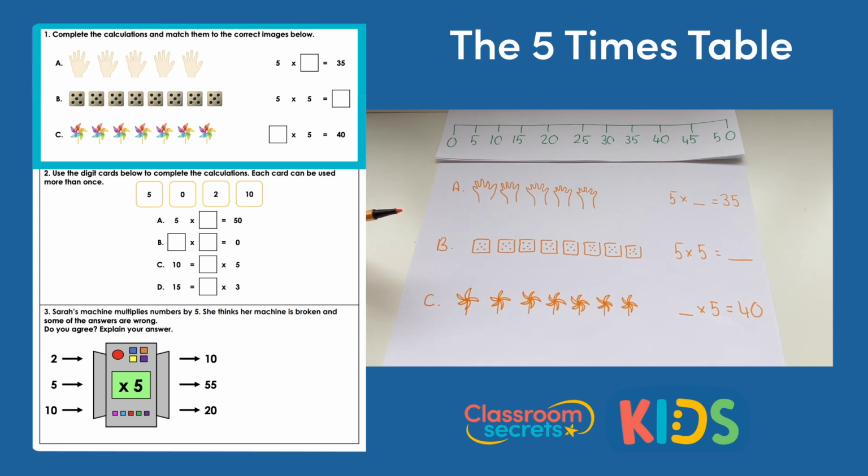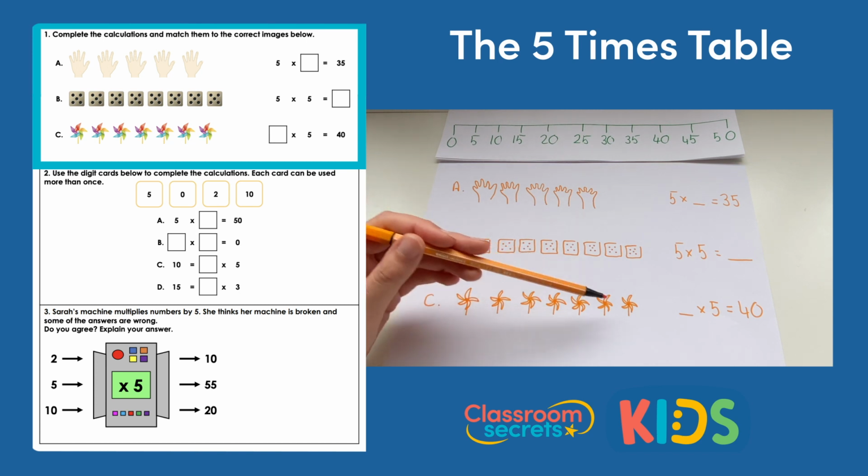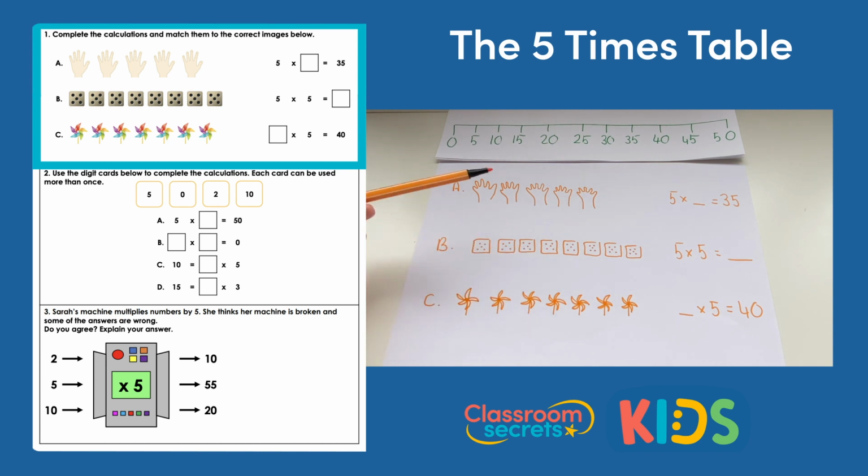So let's start with question 1. Complete the calculations and match them to the correct images below. So here we have some images that are all showing groups of 5. Hands, because there are 4 fingers and a thumb, making 5 on each one. Dice with 5 dots on each one, and pinwheels with 5 parts on each one. So let's first count them up and see which number they are representing.